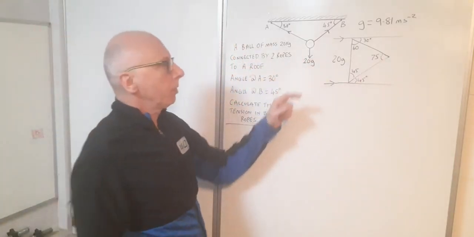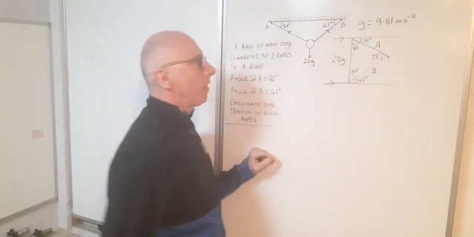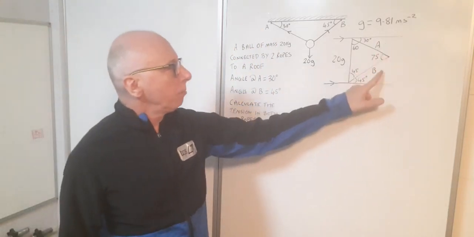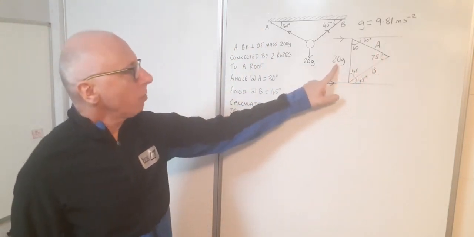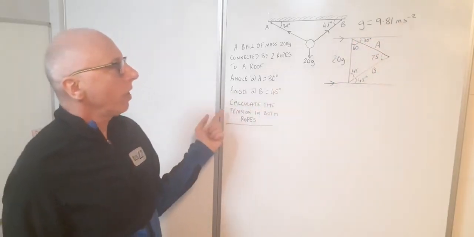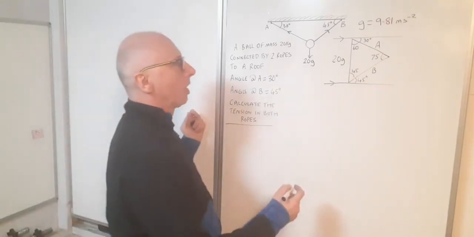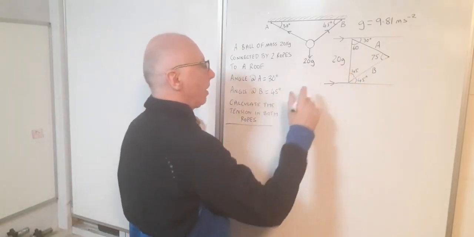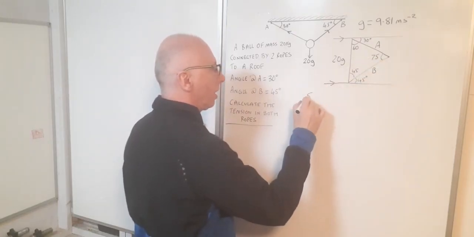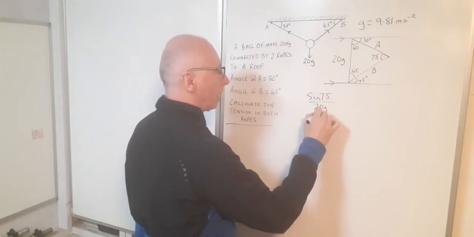Now let's just label these up so we know what we've got. So that's B and that's A. So now what we need to do is solve for A and B. But we've got this one here, which is 20 times 9.81. So what we've got here is simply a diagram which can be solved using the sine rule. So 20g, so do that one with 75. So I've got sine 75 over 20g.